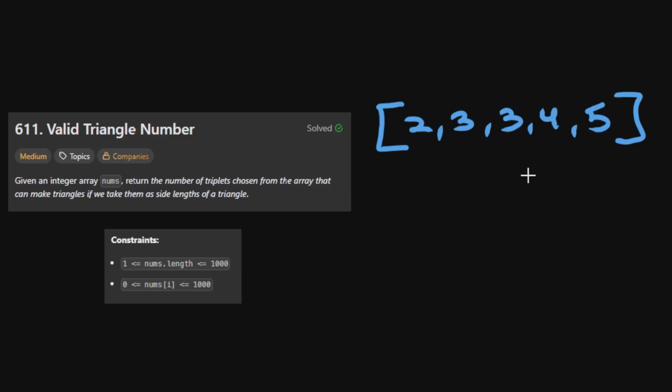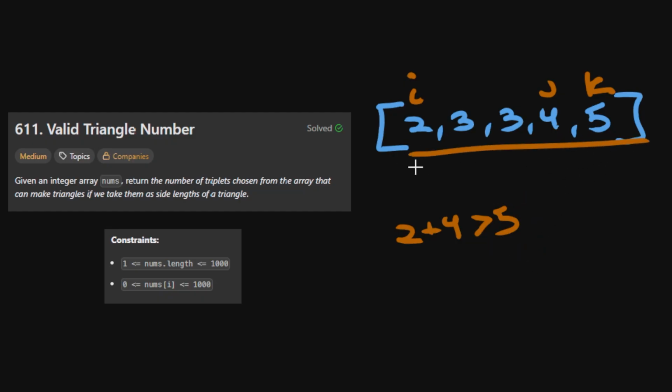And now, instead of trying every possible triplet, we can have an i pointer here at index 0, a k pointer here in the last index, and the j pointer here at k minus 1. And we are trying a triangle with these three sides, 2, 4, and 5. And now the question is if 2 plus 4 is greater than 5. And 2 plus 4 is 6, and this is greater than 5. So this means that this is a valid triangle.